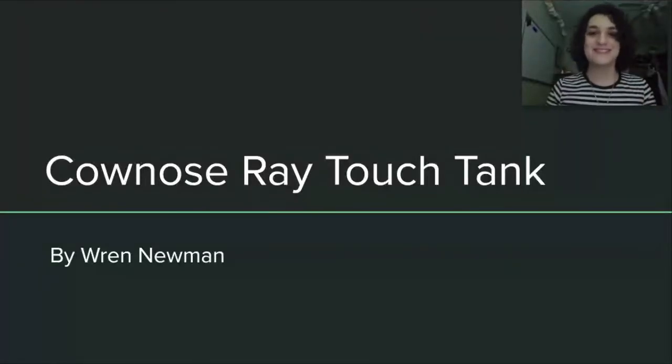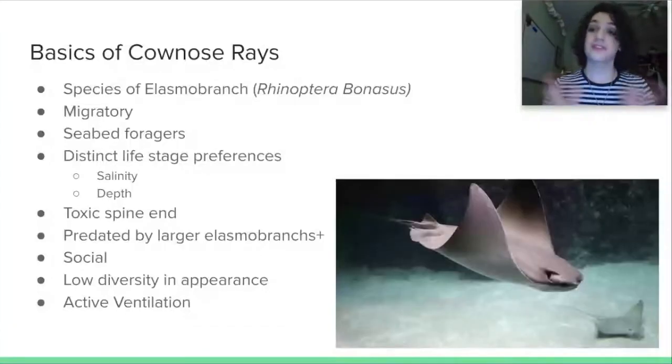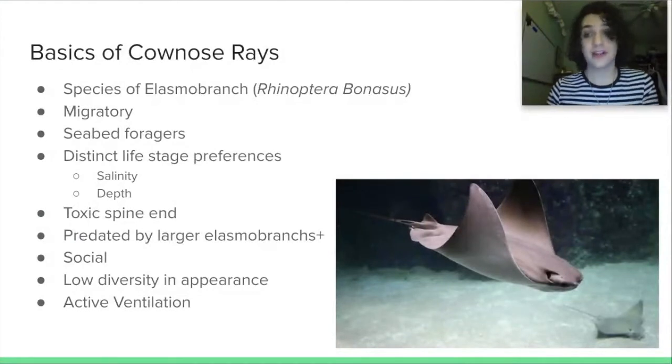Hi, my name is Wren Newman, and this is my project on the Cownose ray touch tank. So, some basics of the biology of Cownose rays. They are a species of elasmobranch, which is a group of cartilaginous fish that includes sharks, rays, and skates. And their species name is Rhinoptera bonasus.